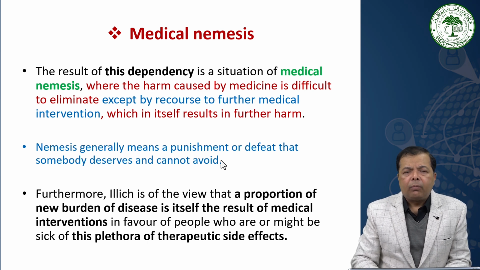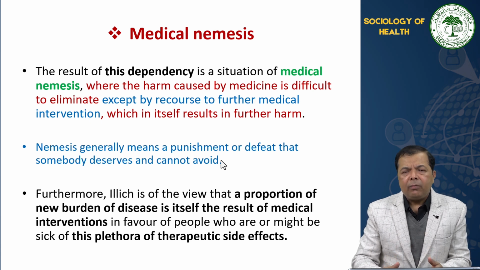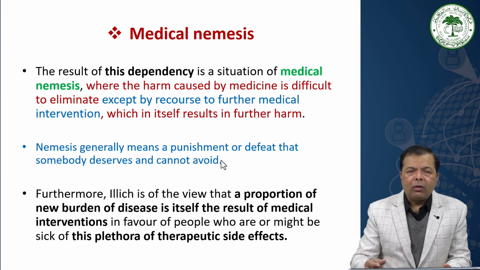Now finally we come to the concept of medical nemesis. We have been talking about the negative impact of medicine. Now what is happening as a result of that? The result of this dependency is a situation of medical nemesis. I have given the meaning of the word nemesis here. Nemesis generally means a punishment or defeat that somebody deserves and cannot avoid. That means if someone has been doing something wrong, then he or she will get the punishment for that. And this is what is stated in the concept of medical nemesis, that if there is an over dependency on the medical system, then the body or the person is bound to get punished for that. The harm will be caused.